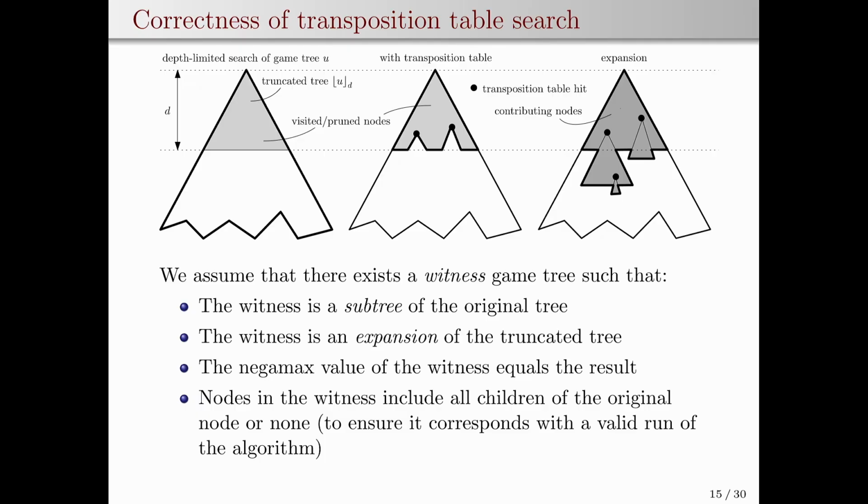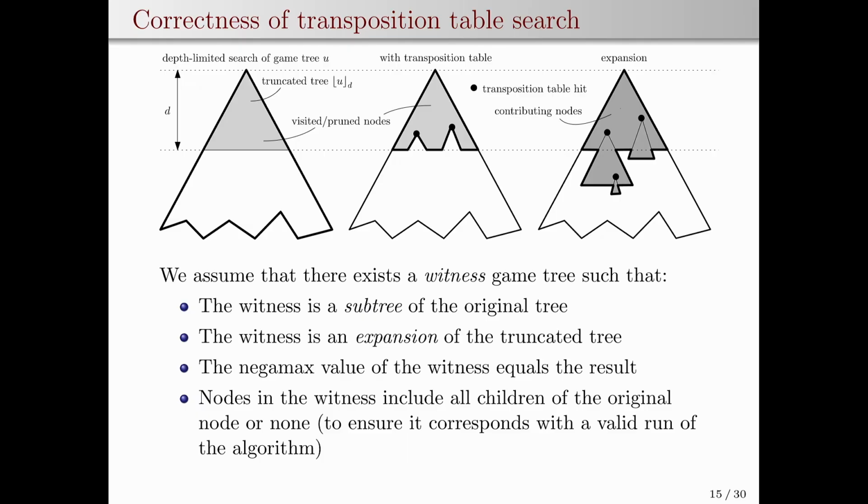For that we look at what a transposition table search looks like. Well, it is a depth-limited search, so the left picture shows the nodes until that depth limit. Those are being searched normally. But if you have a transposition table hit, shown in the second picture with a black dot, then you just have a lookup and you do not explore the results below. So those ones are skipped.